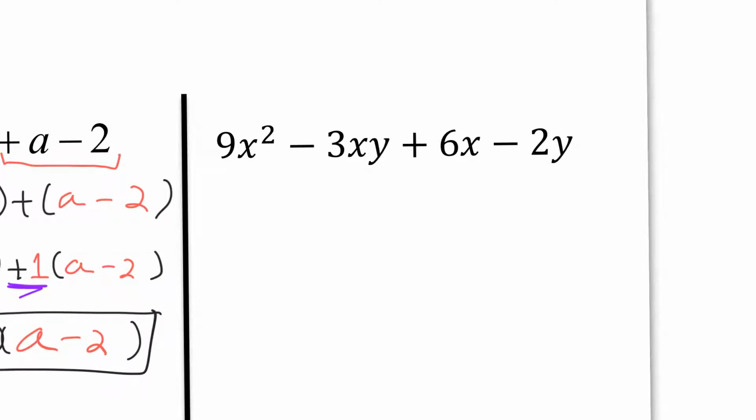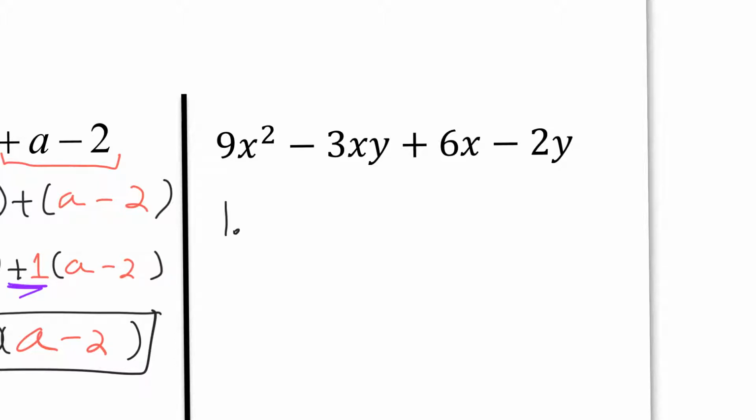Next one here, you guys have two different variables, an x and a y. You guys have a quadrinomial. You guys cannot combine the ones in the middle. Notice 3xy plus 6x, those are not like terms. So you don't have to worry about that, but you do have to follow the steps that I show you guys.